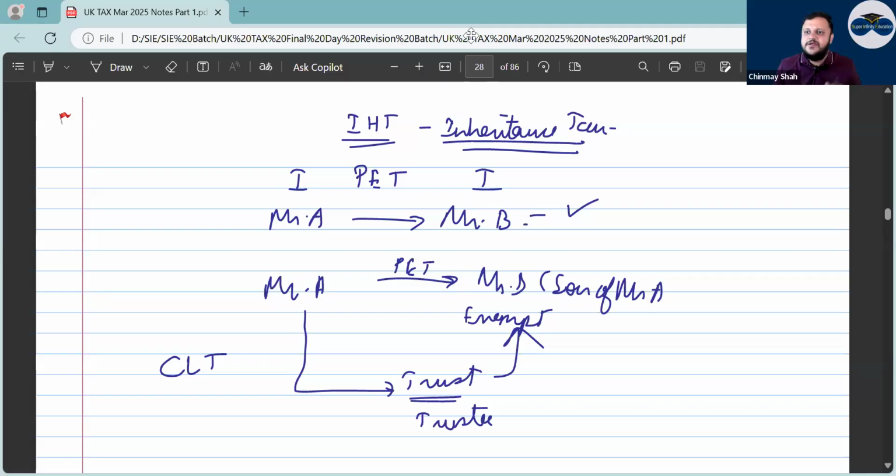One is on the lifetime gifts. On the event of death, what happens? Lifetime gift taxes are on the gifts given during lifetime, correct? And after that, there is something called death estate taxation, right? In that you have all the things, correct?